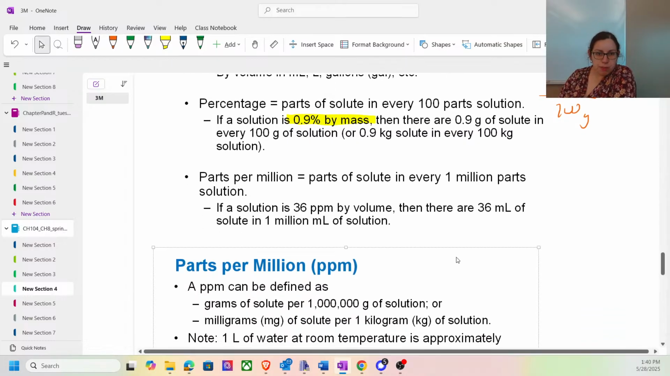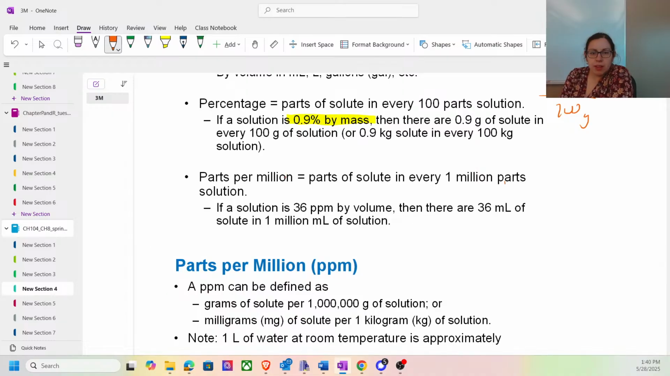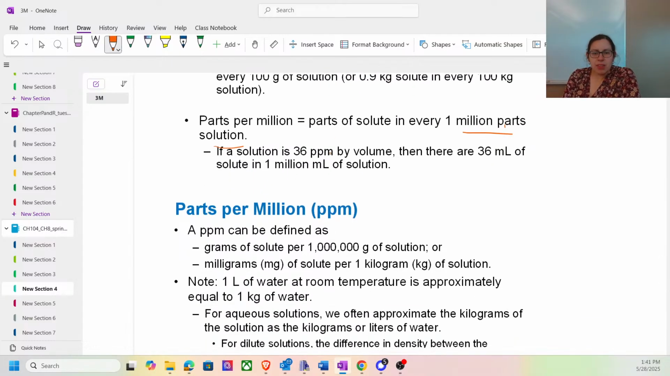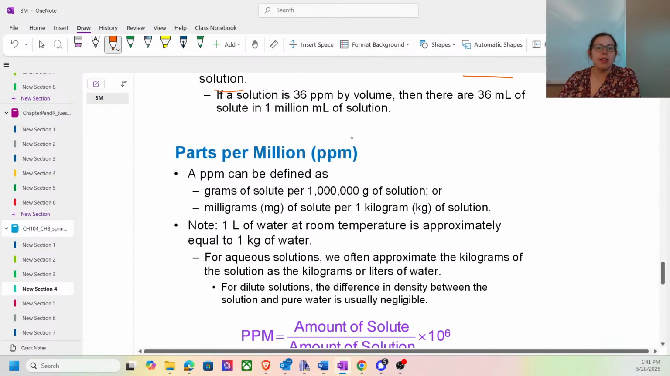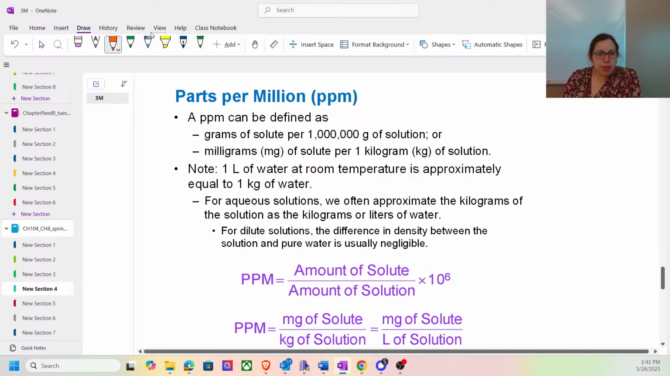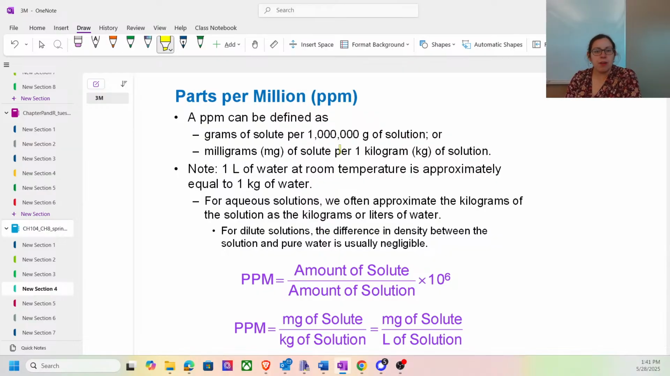And so now we get into parts per million. So of course this means parts of solute for every 1 million parts. And so if we are saying this, then a solution that is 36 parts per million has 36 milliliters of solute in 1 million milliliters of solution. And this is fine enough, but I actually don't find this too intuitive. And I much prefer to think about it like so.